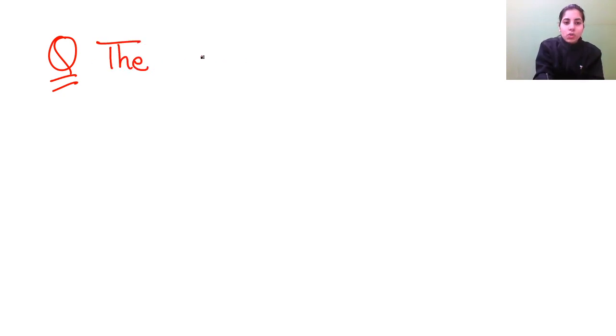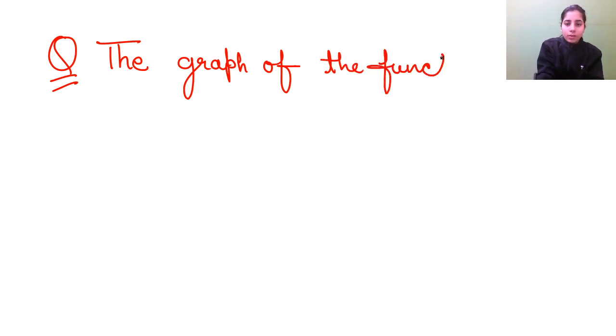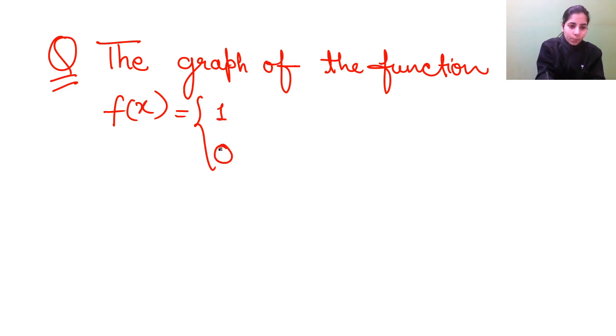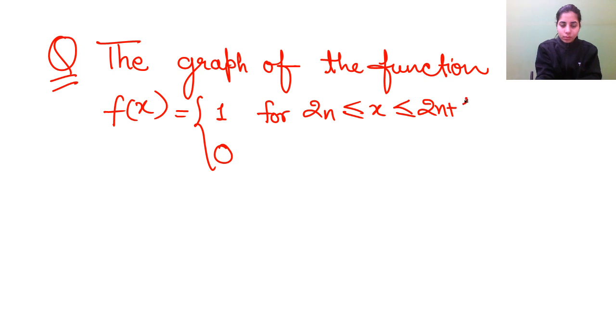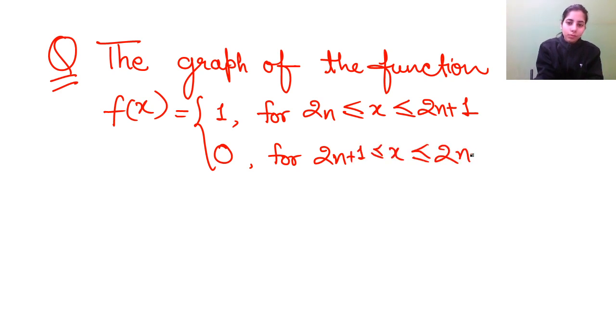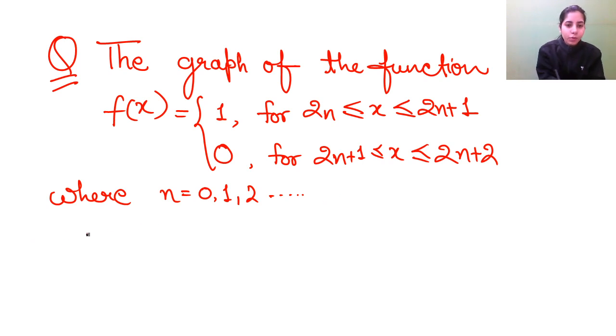So let's start the discussion about this question. The question is: the graph of the function f(x) is equal to 1 for this range and 0 for the other range, where n is given. Now the graph they have shown us, I will make that graph as well. You need to find the Laplace transform of f(x). This exactly is the question given to us.